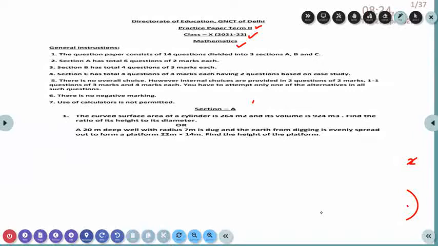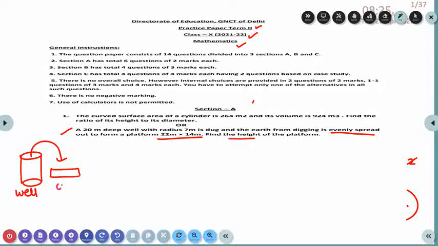Now in this question we are given that there is a well whose radius and height, or depth, you can say, has been given. Now we have dug the well and the soil, the earth from digging, is spread in the form of a cuboid. This platform is in the shape of a cuboid whose length and breadth are given and height we need to find out. Length and breadth are given here. Length of the cuboid platform is 22 meter and breadth is 14 meter and height we have to calculate.